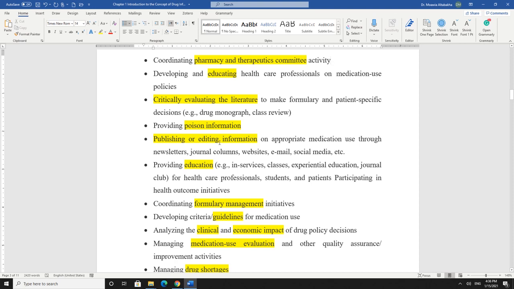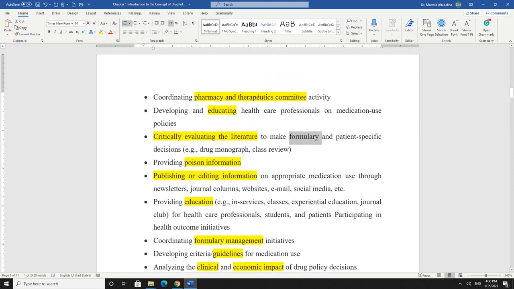Another very important thing, and you will learn about it, is evaluating literature. And see here, critically evaluating literature. For example, as I said previously, in the Pharmacy and Therapeutics Committee, to make formulary or patient-specific decisions. For example, can we give this patient this medication? Is it worth it? Is it worth trying it? In order to determine that, I might need to go to the literature and evaluate the literature for that.